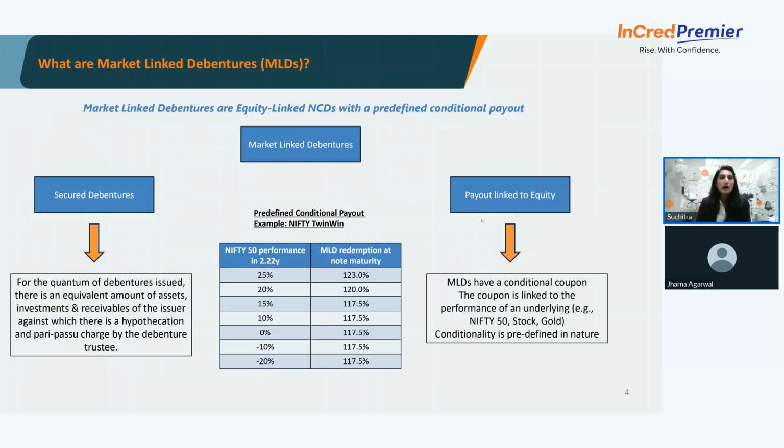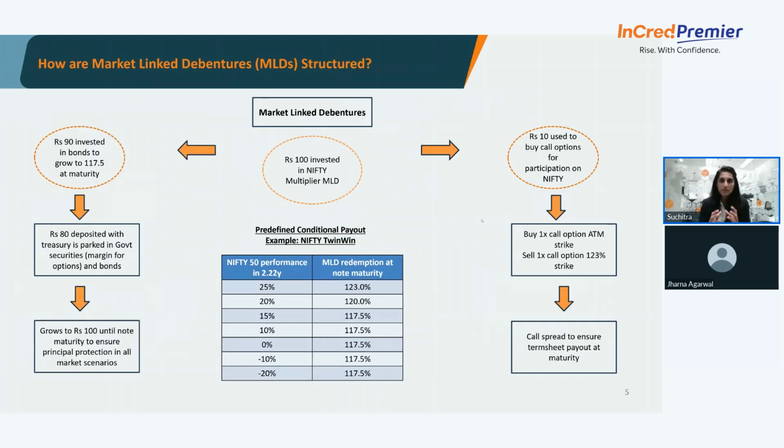Okay. How is it structured? Now, this is a bit of an in-depth explanation as to how we design a market-linked debenture. Here we've taken an example of a product where you get 17.5%. So you put 100 today. It's a 2.2-year tenor product. At the end of the maturity of the product, you get 117.5. So you put 100 today, no matter what happens, you get 117.5 at the end of the tenure, plus X. So how do you design this product?